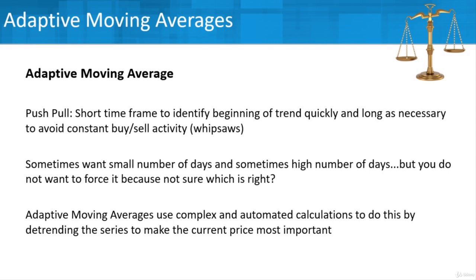So adaptive moving averages use complex calculations, and it's all automated, to do this by detrending the series to make the current price most important. So it's not so much weighting as it's actually detrending, whether it's an up or downtrend. It's actually adjusting the trend in the series of numbers is what it's doing with an adaptive moving average. So there's some complexity behind that.